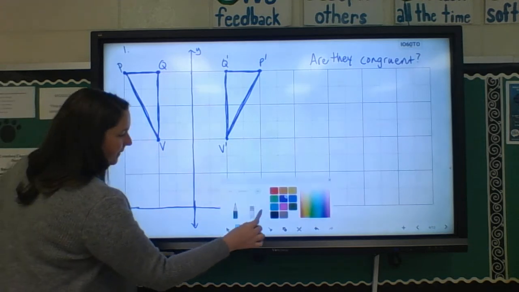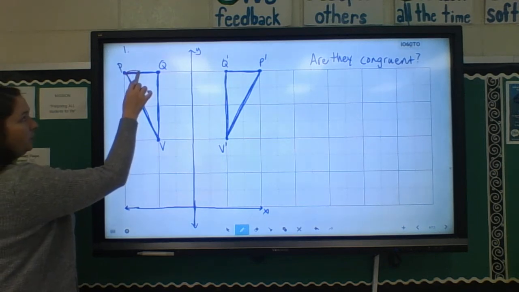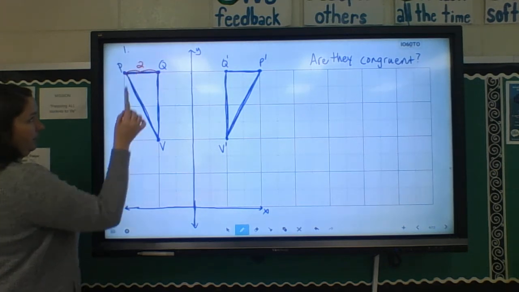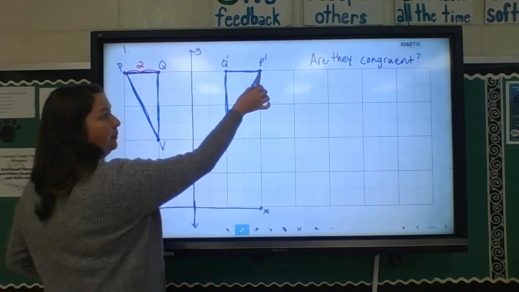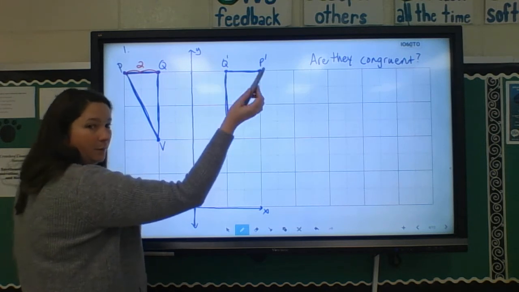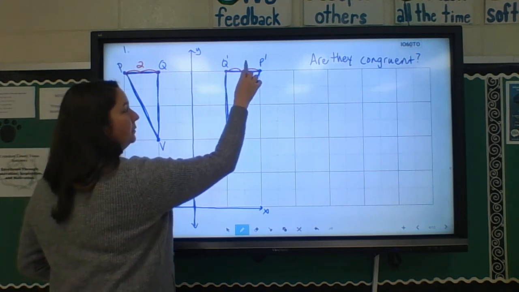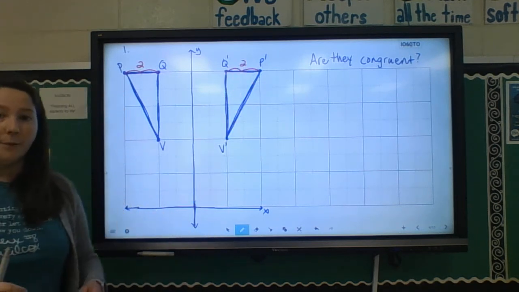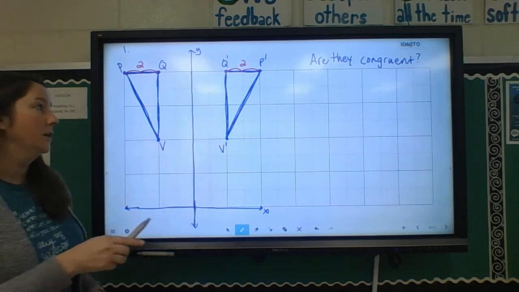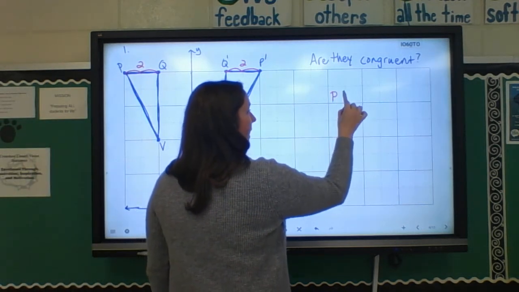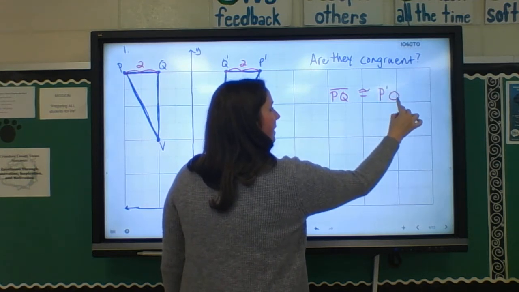So from P to Q, there's 2 units, so the distance would be 2. Over here, from P prime, remember that the word is prime, from P prime to Q prime is also 2. So we already have one set of corresponding sides that are congruent. We can put PQ is congruent to P prime Q prime.